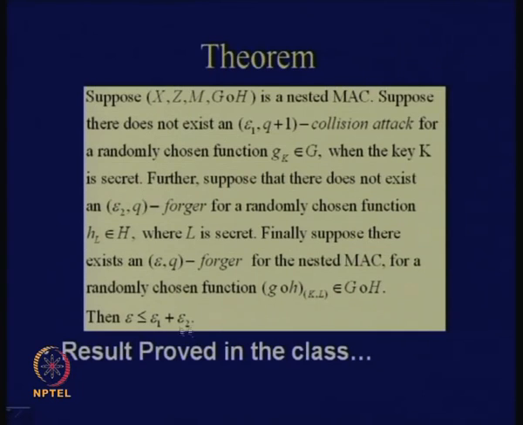That is the idea: if you can make your g function collision resistant against an unknown key attack, and if you can make your h function a secure MAC under a secret key, then your nested MAC is also secure. So this is the idea of this proof. This was given by Mihir Bellare and his colleagues. It is quite an interesting result.